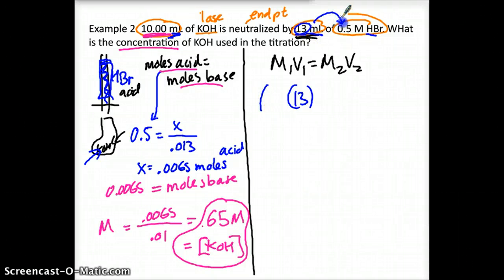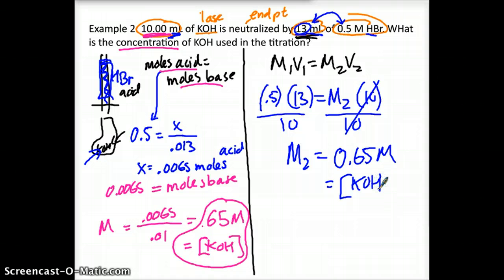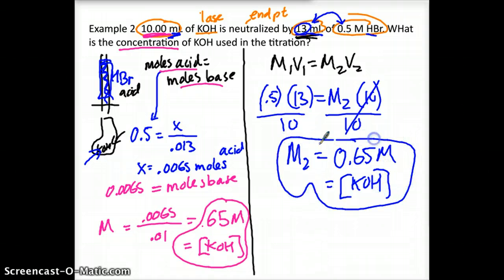M1, well, how many milliliters? The concentration is 0.5. The molarity 2, we don't know what it is. And the volume 2, we know is 10. So if I go ahead and do the math here, I divide both sides by 10 after multiplying those two together. Oh, voila! Isn't the world beautiful sometimes? You get the same exact answer. 0.65 molar is equal to the concentration of KOH. Boom. Cool. Either way is perfectly valid.